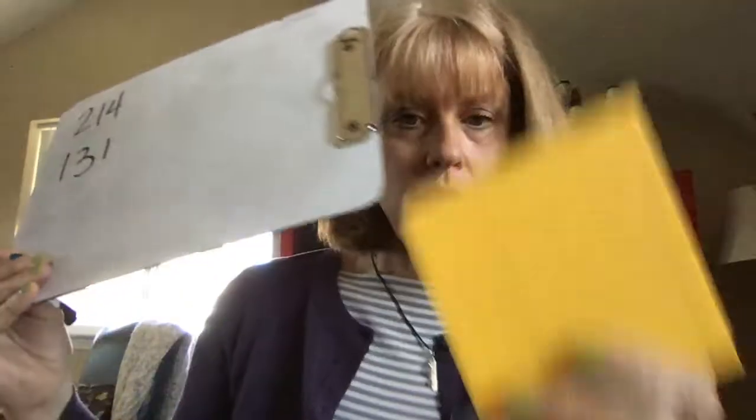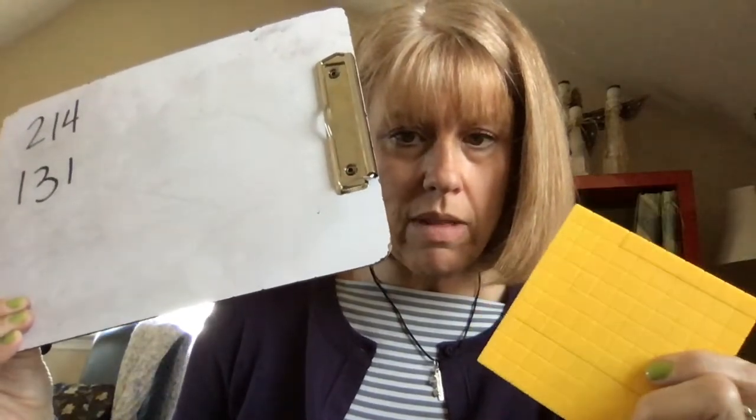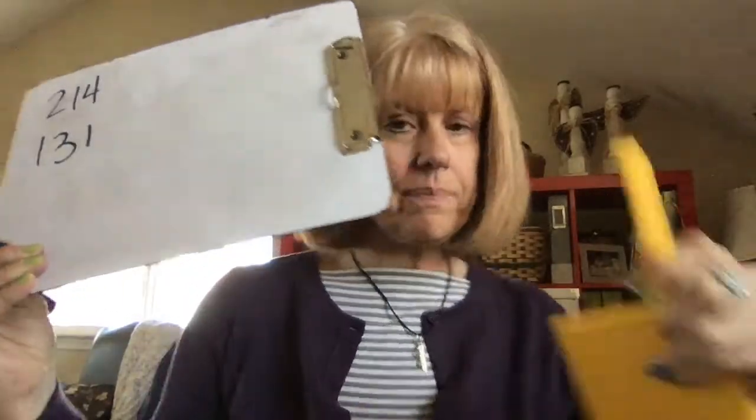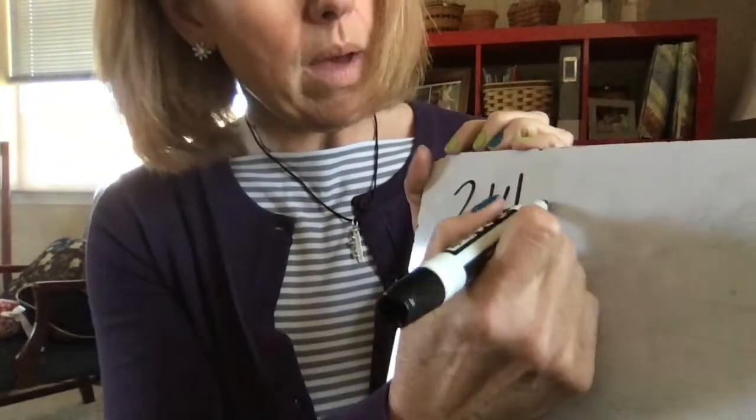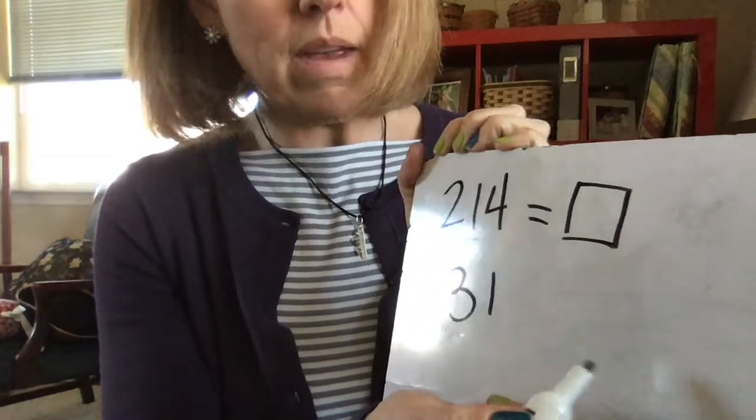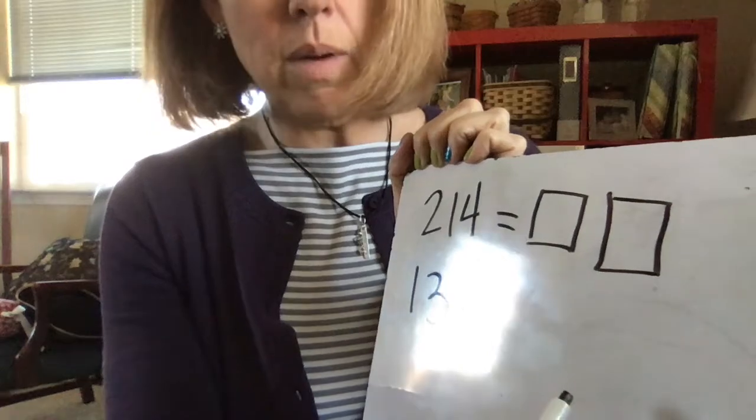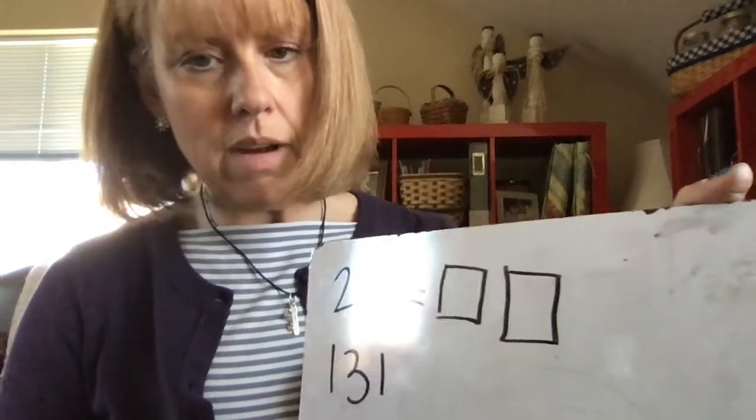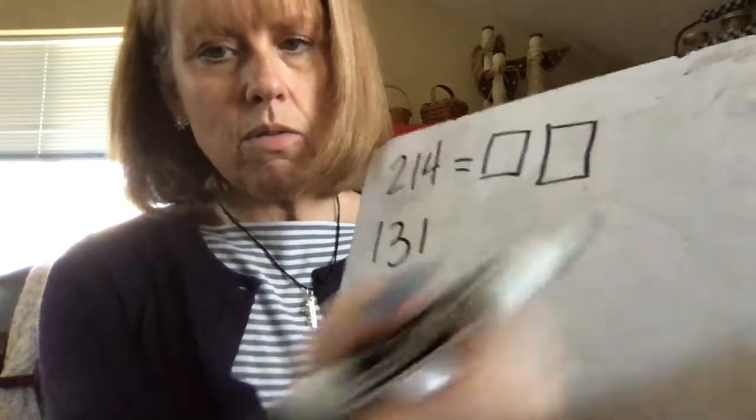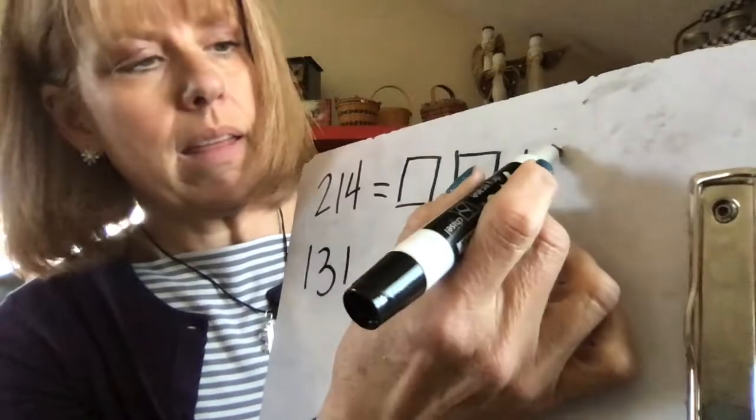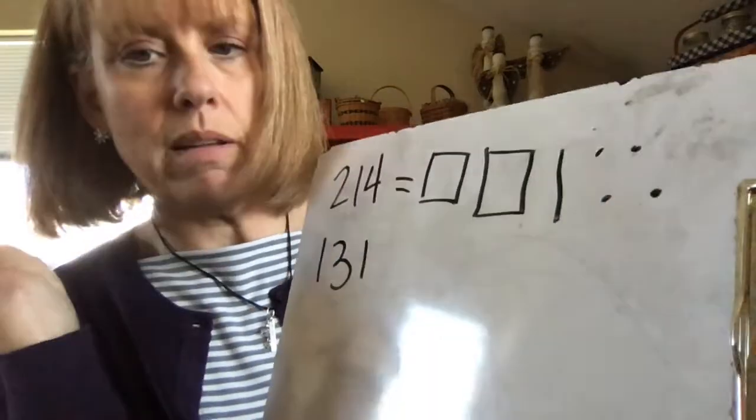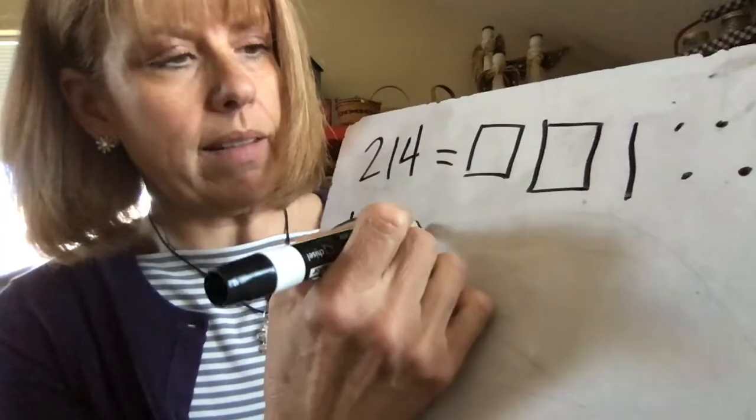I know how to use my tools to show 214 and 131, my flats and my longs and my cubes. I know you don't have those at home, so I want to remind you how we can write those things down. So 214 would equal 200, and 10, 11, 12, 13, 14. 214. Okay, so far so good.